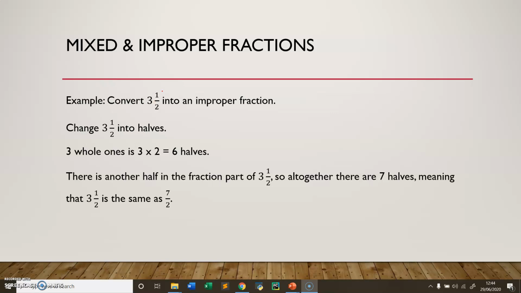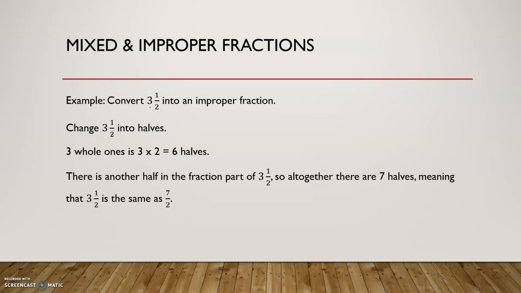So at the moment, this is a mixed fraction because we've got a whole number. 3 is a whole number, and then we've got a half, which is a fraction. Hence, it's a mixed fraction. So what we have to do is convert this whole number into halves. Here it says change 3.5 into halves. So 3 is our whole number.